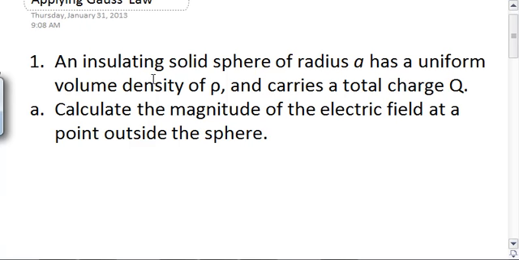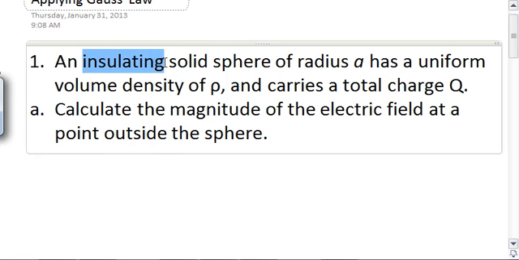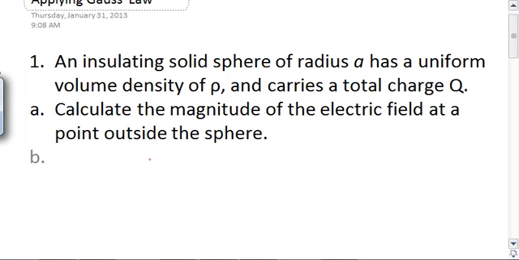So this insulating solid sphere. Now, why is the whole insulating bit important? That means that the charge cannot be conducted. So that means that wherever the charge is, it's stuck there. And that's important because it's uniformly distributed throughout the sphere.